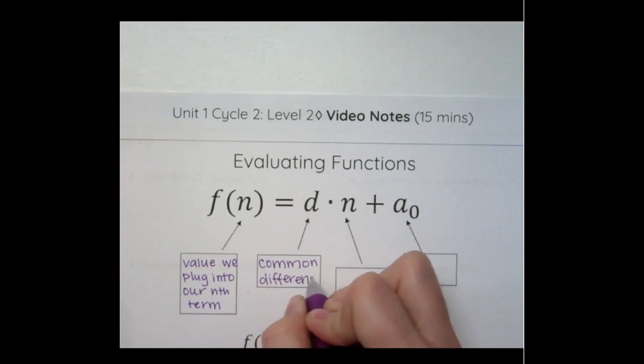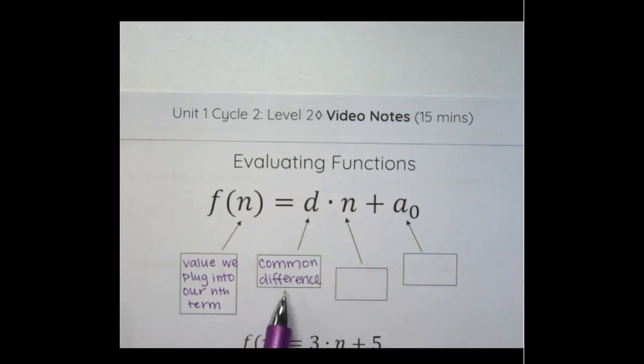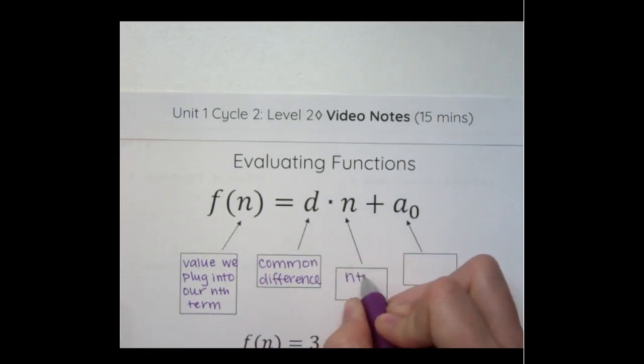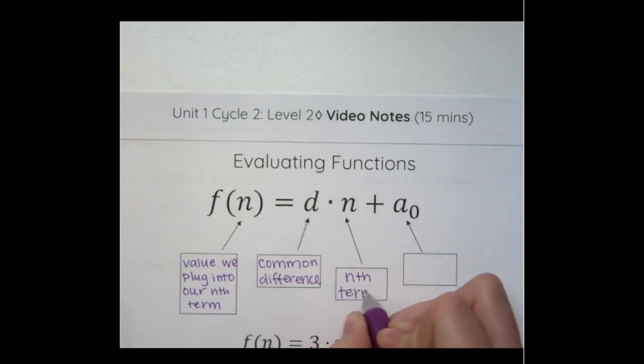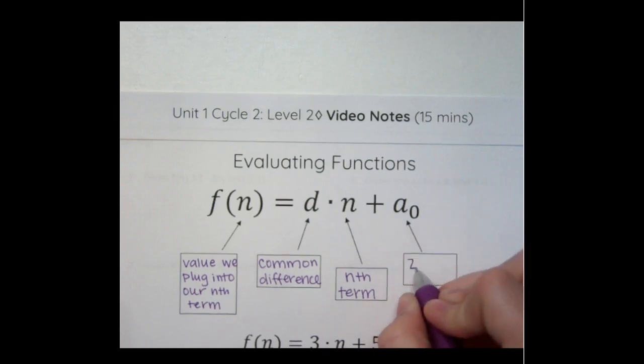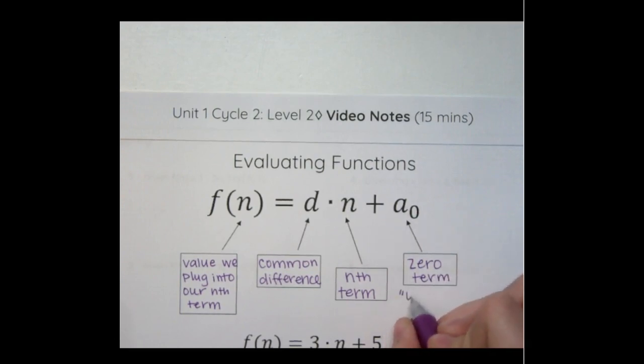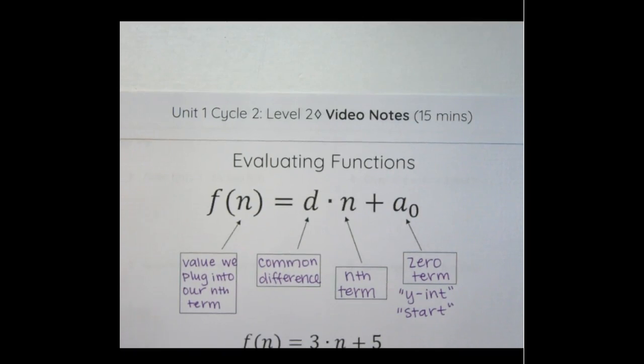Now you should have learned what common difference meant in Level 1, and that's the change that's happening every time. So as the sequence moves, or the function moves, it's changing by a certain amount every time. This n is called our nth term, and we can plug in any number we want to in this spot. The last piece is called the zero term. It is our y-intercept, or our starting spot. It's where we start. So these are all the different pieces we have for evaluating functions.